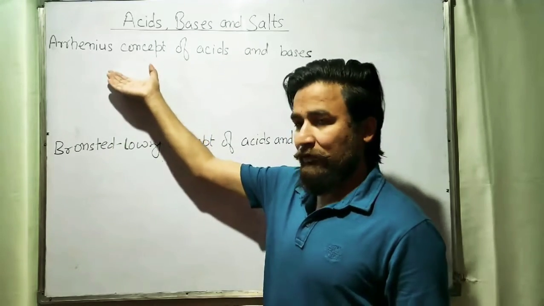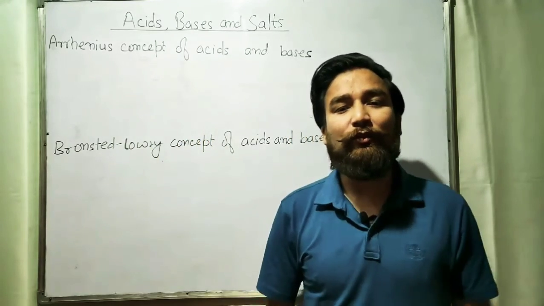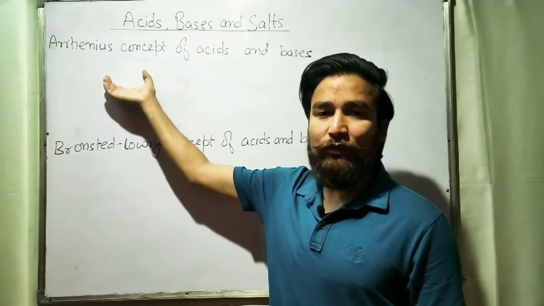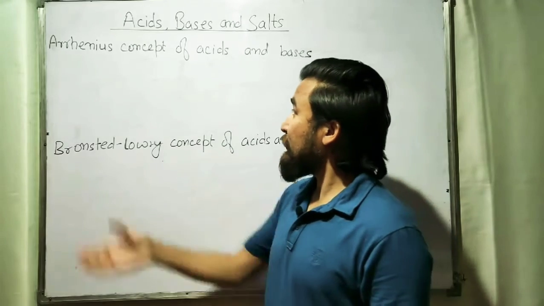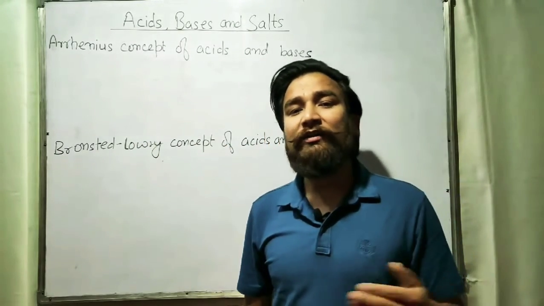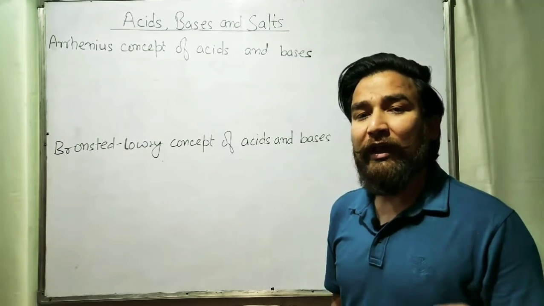So why are there two different definitions? Actually, there are more than two definitions of acids and bases. So let's see why. The first is the Arrhenius concept of acids and bases, meaning how Arrhenius defined acids and bases.